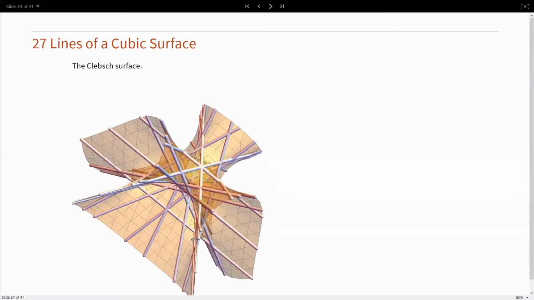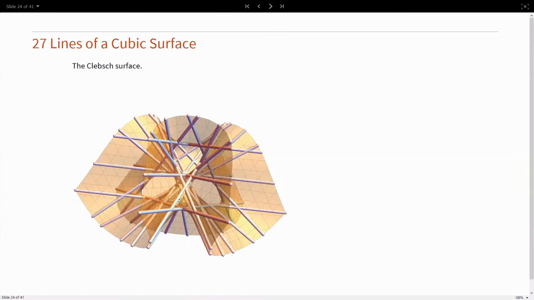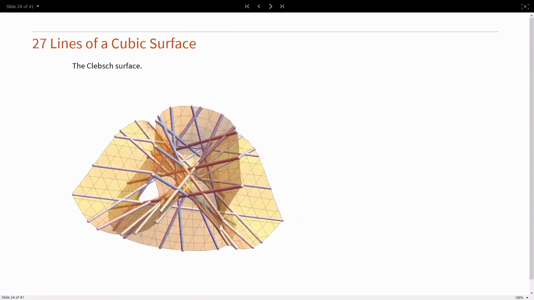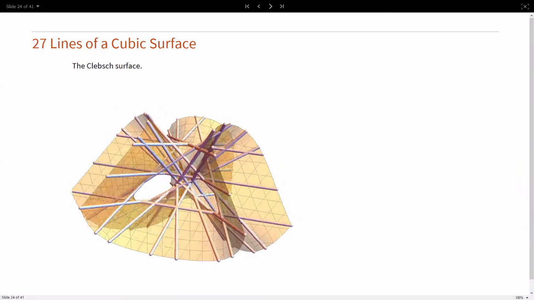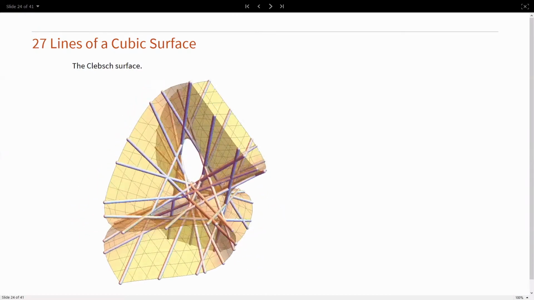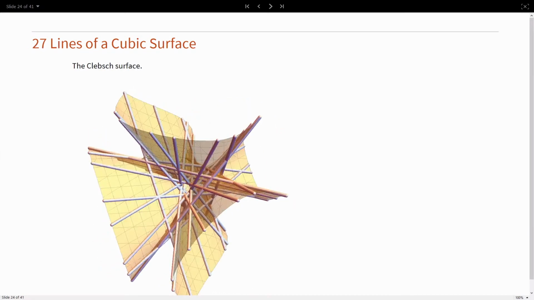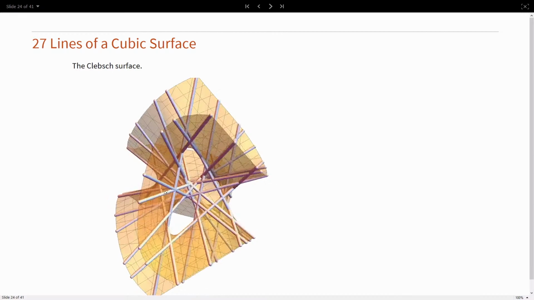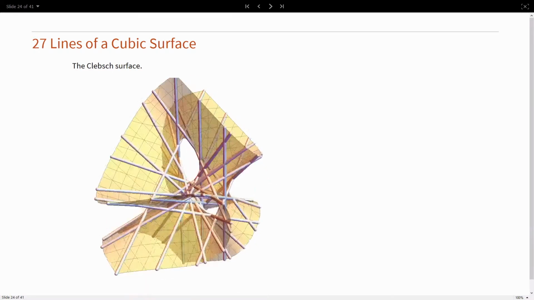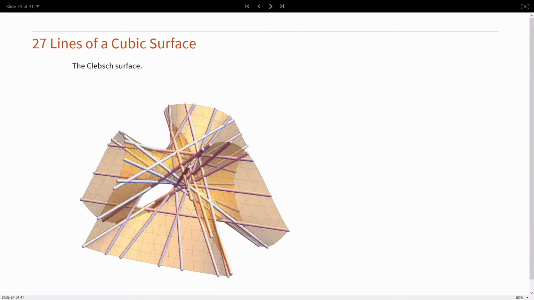The Clebsch surface is a way of putting 27 lines on a cubic surface. And that's the maximal number of lines that you can put on the surface, where everything on that line is on the surface. And this is the maximal that can be done.